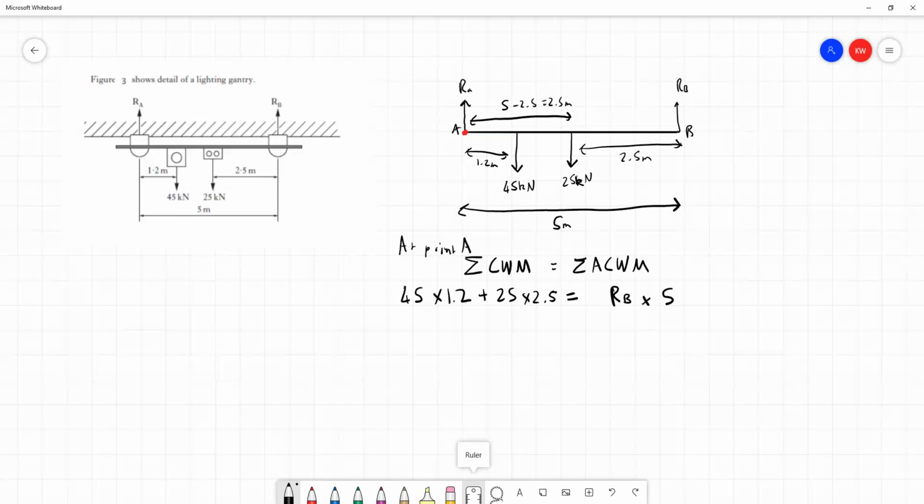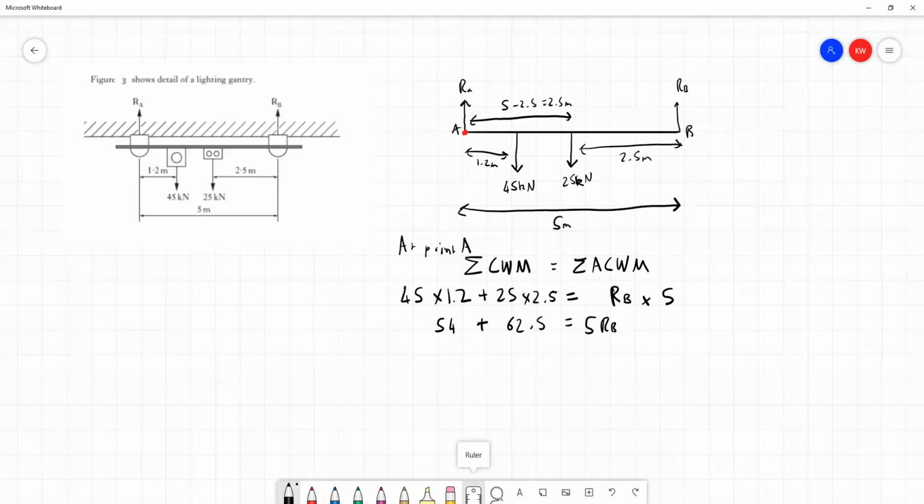So we can now do these calculations to work out what RB is. So we have 45 times 1.2, which is 54. And we've got 25 times 2.5, which I think is 62. I'll just double check that. 62.5, that's right. And on the other side of our formula, we just have 5 times RB.